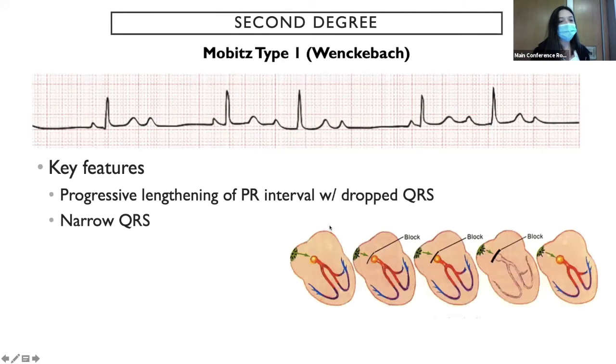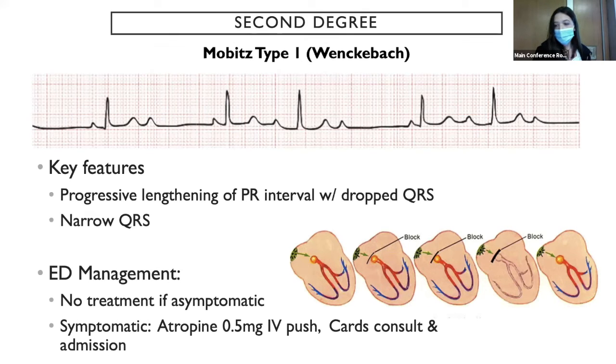So key features of this is you have progressive lengthening of the PR interval with intermittent non-conductive waves, so that's the dropped QRS. And then you have a narrow QRS complex. Okay. So causes of this: acute inferior MIs can cause this, as well as rheumatic fever, increased vagal tone again in athletes, if the patient's on AV nodal blocking agents, myocarditis, post-cardiac surgery.